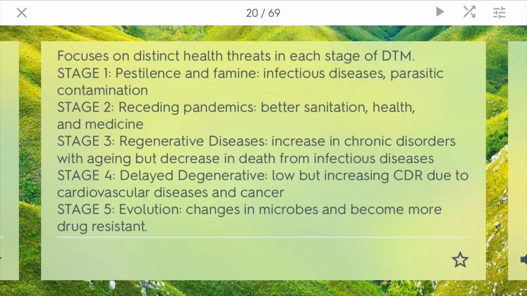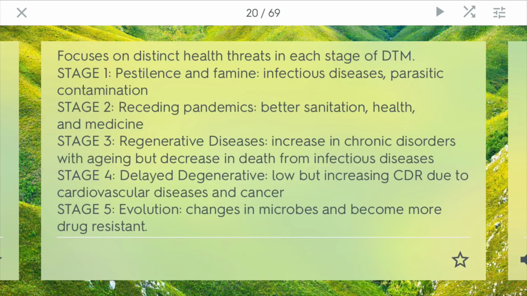Regenerative diseases, however, come in stage 3. This results in an increase in chronic disorders with aging, but also a decrease in health from infectious diseases. So many of those diseases we see now, later in life, usually came because of stage 3. Stage 4, delayed degenerative. So there's lower rates of these kind of diseases, but still an increasing amount of cardiovascular diseases and cancer, generally these diseases that come with industrialization and development and changes that we make to accustom to this new society we live in.